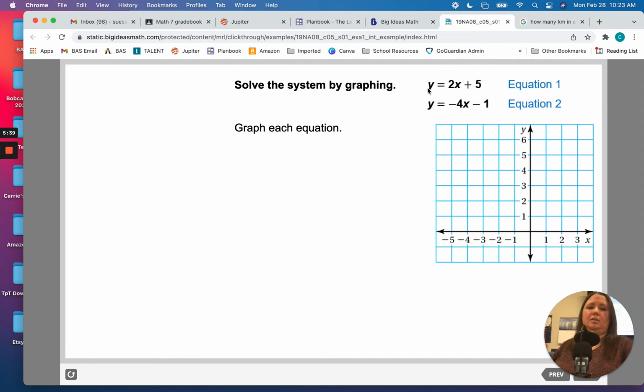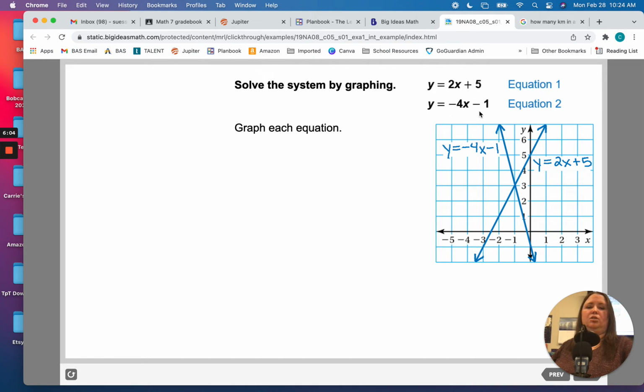So let's do the first one. What is my y-intercept? 5. So I'm going to go up to 5, put a dot. Oh, boom, they just did it. Okay. And what's my slope? 2x. So from the 5, I go up 2 over 1, put another dot, and then draw a line. Comprende so far? You should be sketching this in your journal.